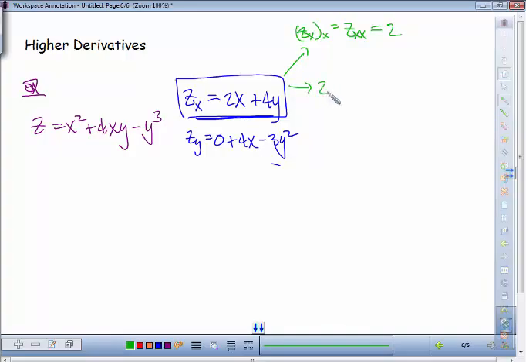Similarly, we could take the zx and then take the derivative of this with respect to y, and that is also known as zxy. And what's the derivative of zx with respect to y? 4. Right?